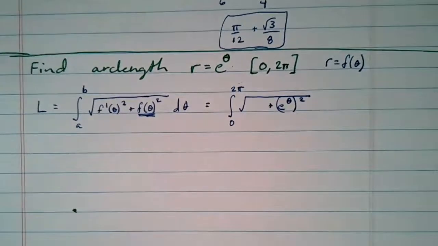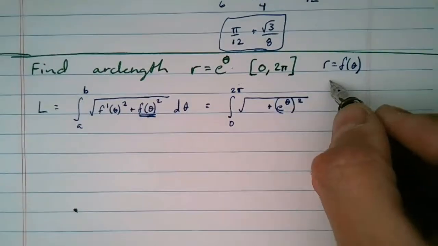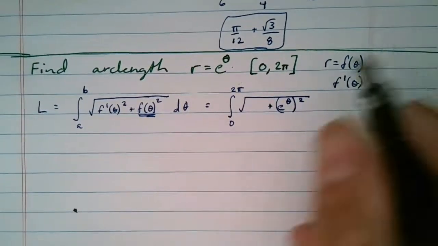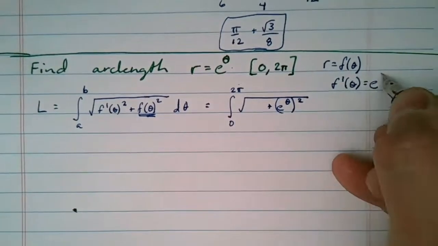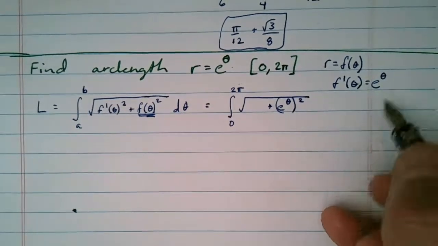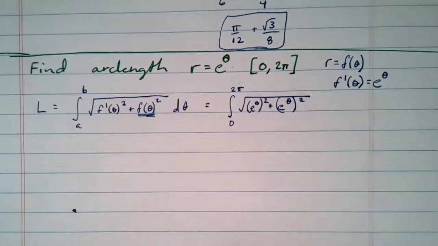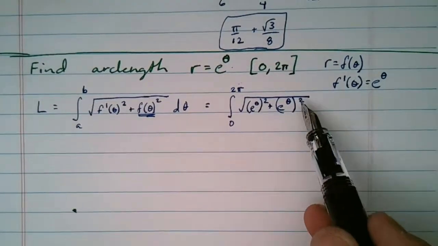I need to find f prime of theta. Well, what is the derivative of e to the theta? The derivative of e to the theta is e to the theta. The beauty of e to the anything: the derivative of e to the x is e to the x, and the derivative of e to the theta is e to the theta. So f prime of theta is e to the theta, and we're going to say e to the theta squared. Well, you get e to the theta squared plus e to the theta squared.